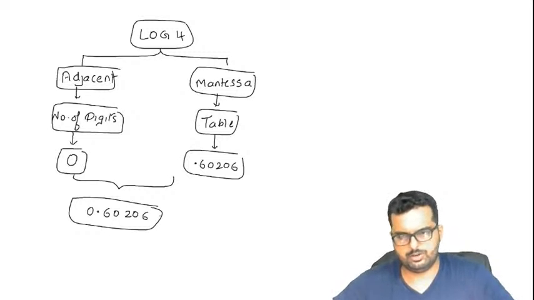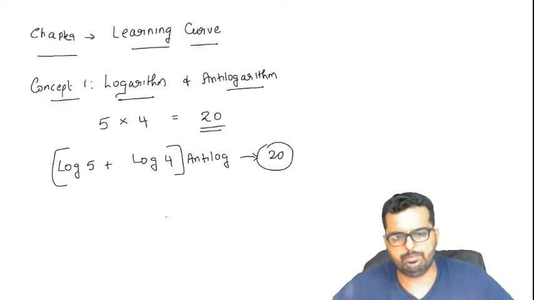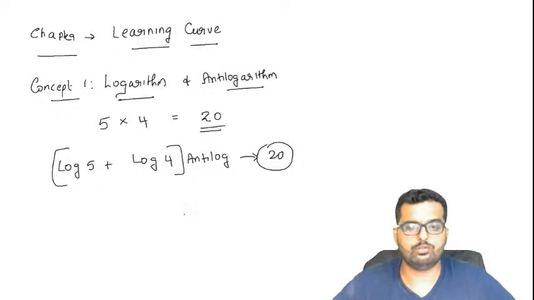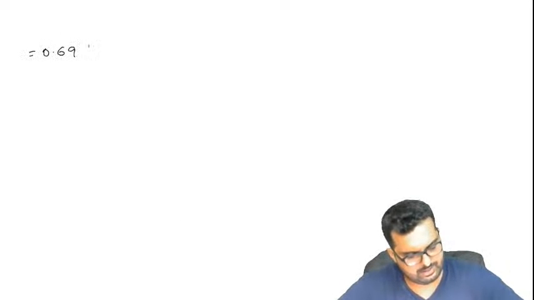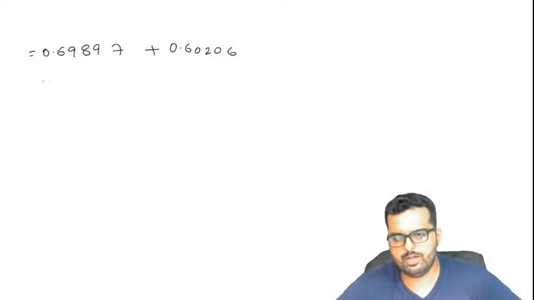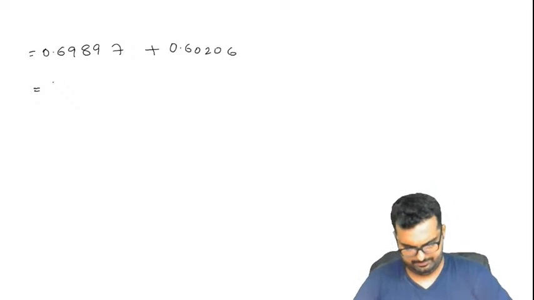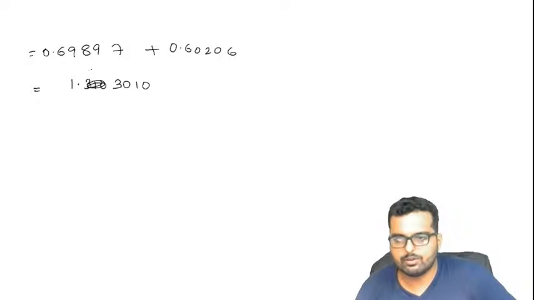Alright friends, have you all put up till here in your books? So we got log 5, we got log 4. I told you 5 into 4 is 20. So log 5 plus log 4, the antilog of that should also give you 20. So that will be 0.69897 plus 0.60206. If I do this, what is the answer I get over here? Do I get the answer as 1.3010? 1.3010 is the answer I get.